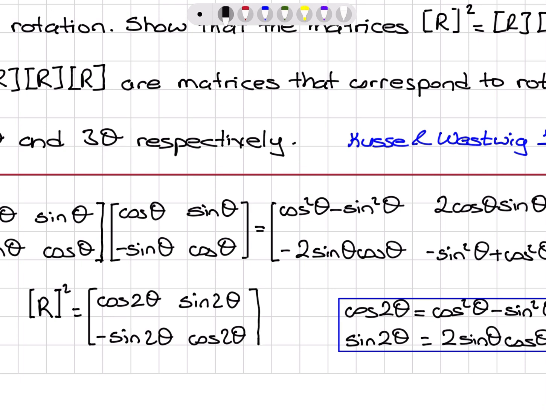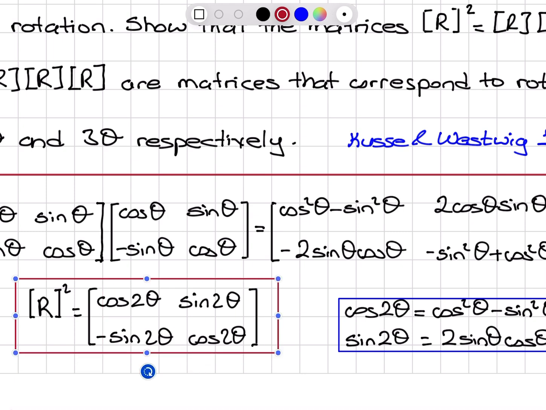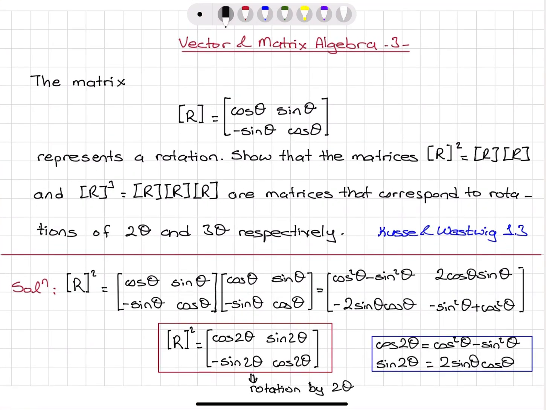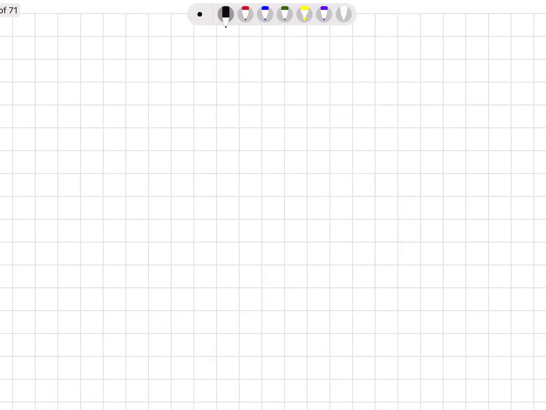So that's my answer for R square. And I can see that cosine theta has been replaced with cosine 2 theta, sine theta with sine 2 theta, minus sine theta with minus sine 2 theta, and cosine theta with cosine 2 theta. Therefore, I conclude that R square is representing the rotation by an angle 2 theta as suggested by the problem statement.